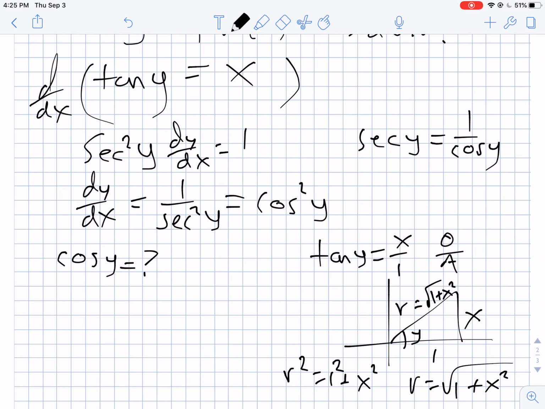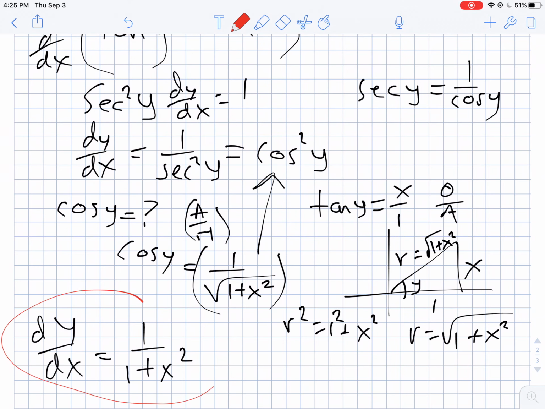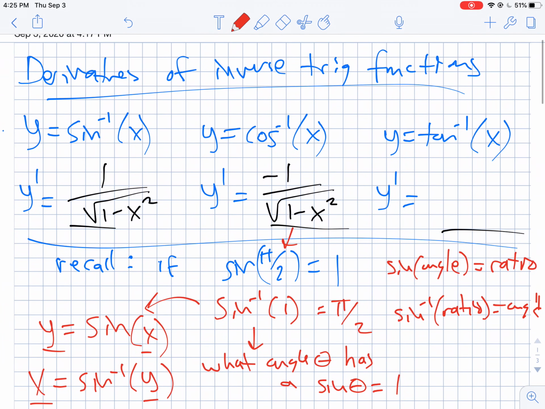Now, when I want to find the cosine of that angle, again, cosine is adjacent over hypotenuse. So that tells you that the cosine of y is 1 over root 1 plus x squared. And then if I just take that and square it, that tells us the derivative of inverse tangent is 1 over 1 plus x squared. The square and the square root cancel. Okay, so that is the formula for the derivative of inverse tangent. So let's put that up here.